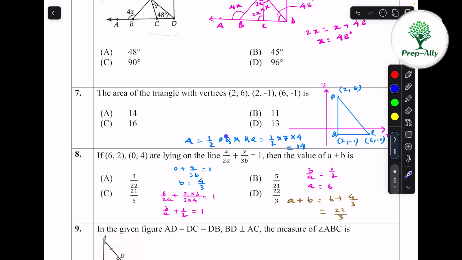So the area of the triangle will be 1 by 2 into PQ into QR. PQ is 7 here, QR is 4 here. 1 by 2 into 7 into 4. 2 into 2 is 4, giving 14. So 14 square units will be the area.